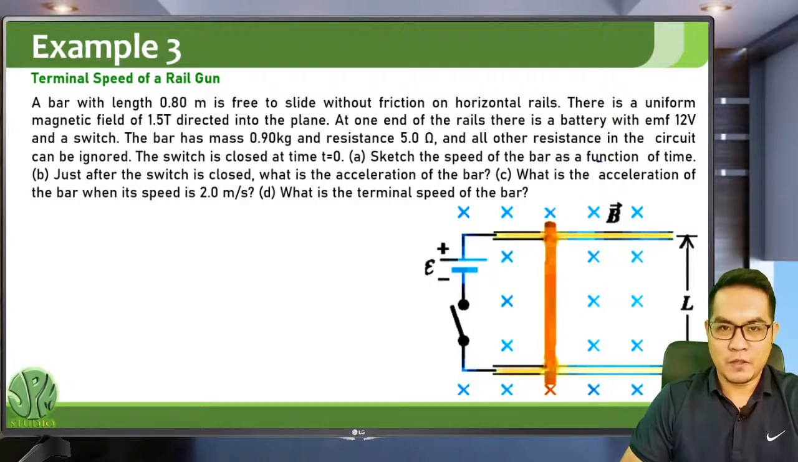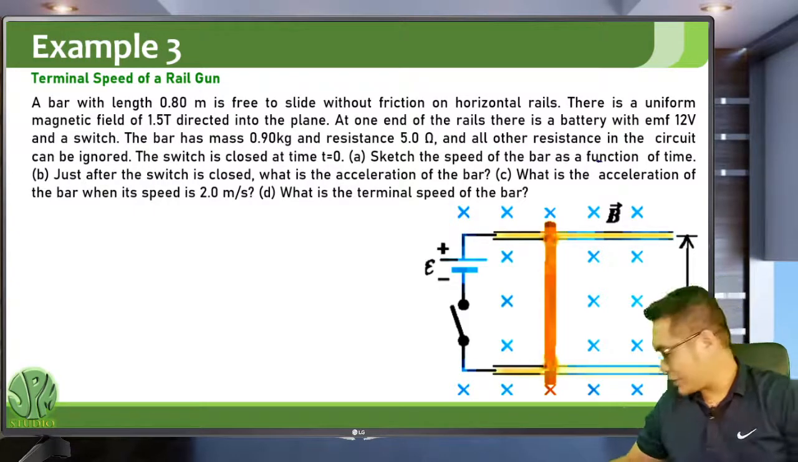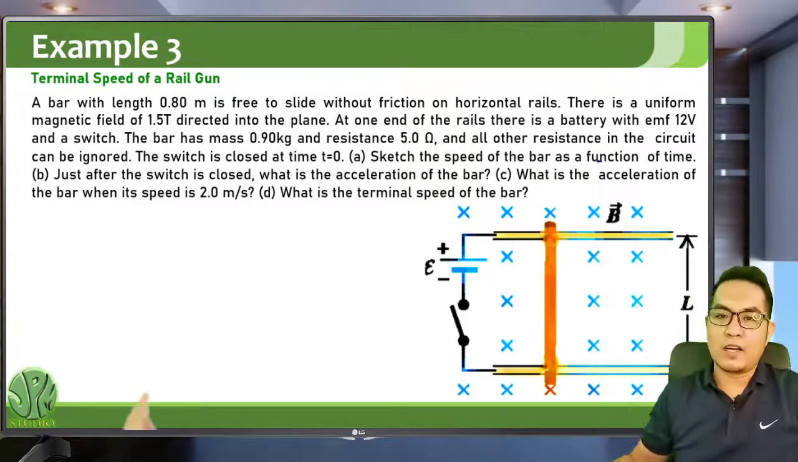First question: sketch the speed of the bar as a function of time. Letter B: just after the switch is closed, what is the acceleration of the bar? Letter C: what is the acceleration of the bar when its speed is 2 meters per second? And letter D: what is the terminal speed of the bar? So this is actually a very challenging problem.